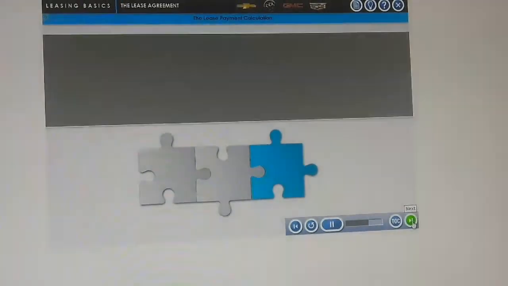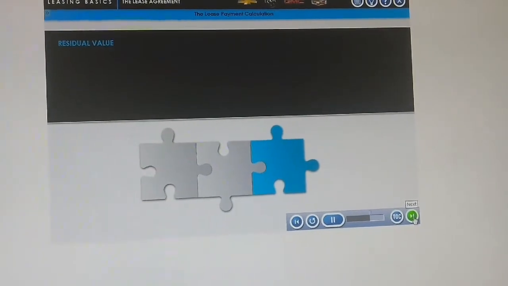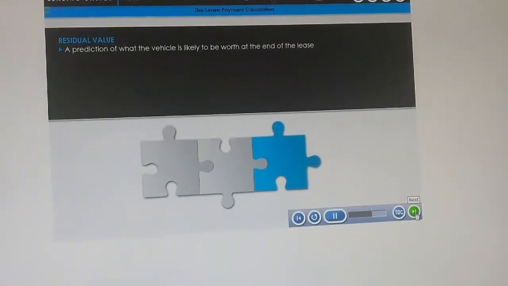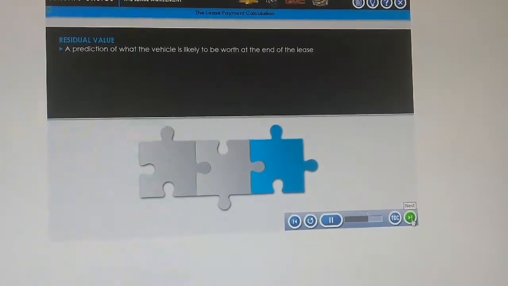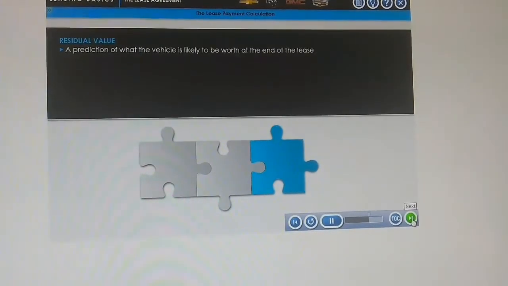The next number in our calculation is the residual value, which is a prediction of what the vehicle will be worth at the end of the lease. This number is determined by the company financing the lease.